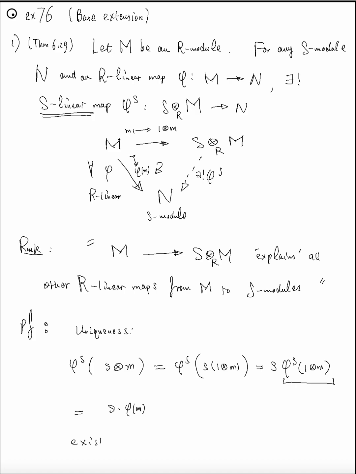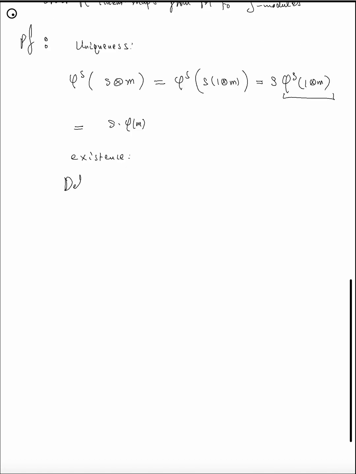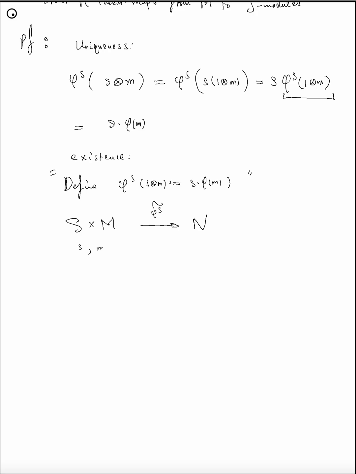So the existence. Obviously we are going to define it this way. But the question is, of course, this is a problem of tensor product. You have to construct a bilinear map. We're going to construct a bilinear map from S and M to S tensor phi m.